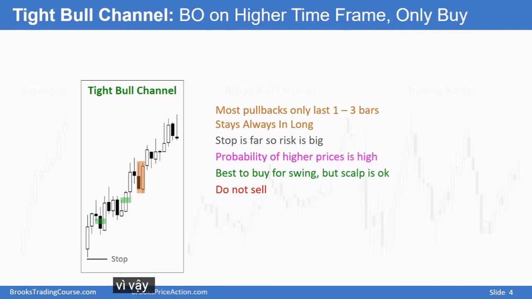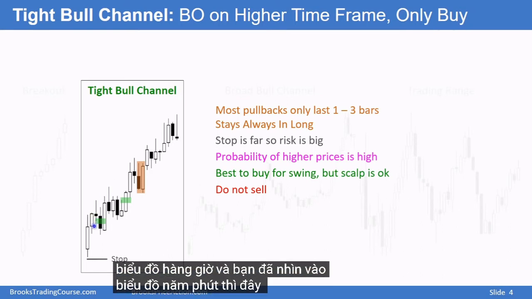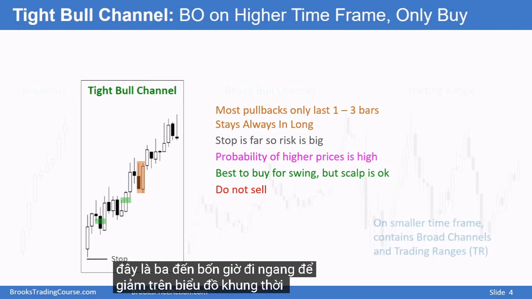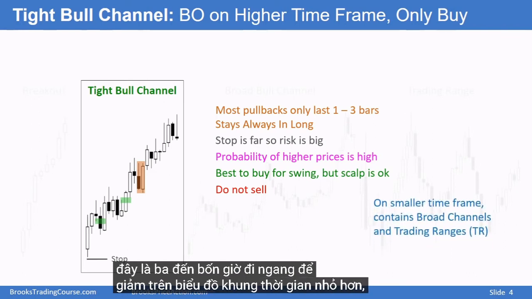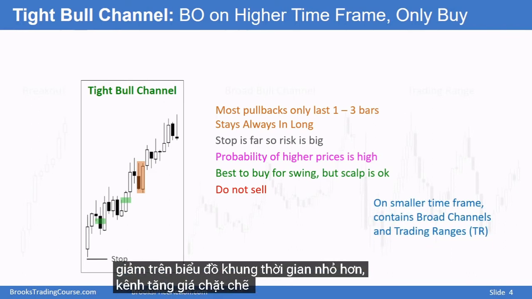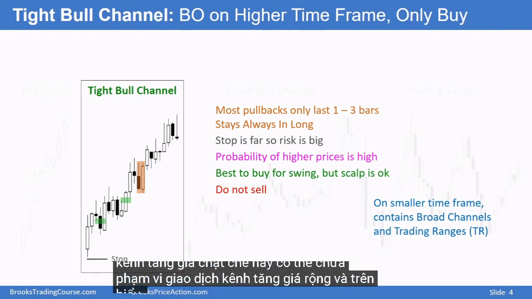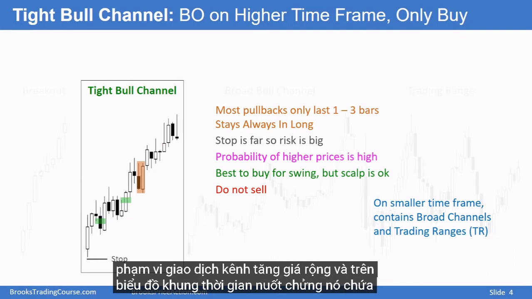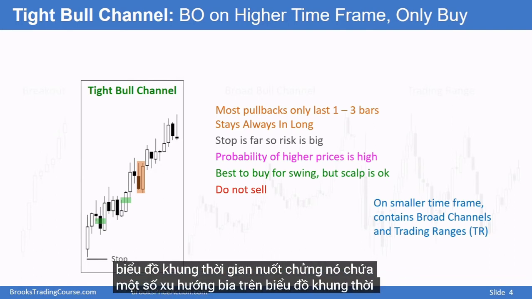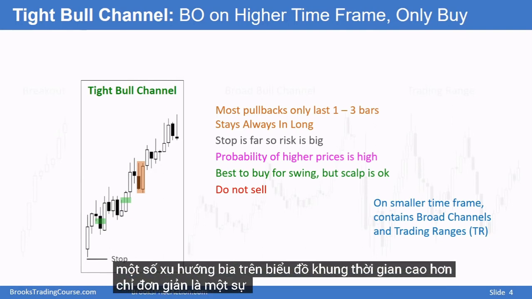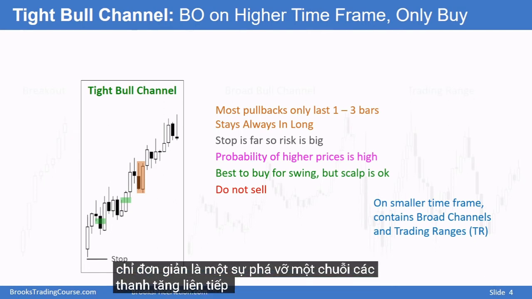Again, on a smaller time frame chart, so if this is an hourly chart and you looked at a 5-minute chart, this is 2 hours down. This is 3 to 4 hours sideways to down. On a smaller time frame chart, this tight bull channel contains maybe a broad bull channel trading range, and on a small enough time frame chart, it contains some bear trends. On a higher time frame chart, it's simply a breakout, a series of consecutive bull bars, and you don't even see the pullbacks and you do not see the bear bars.